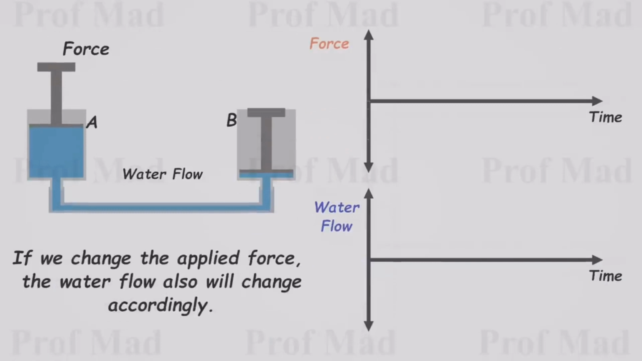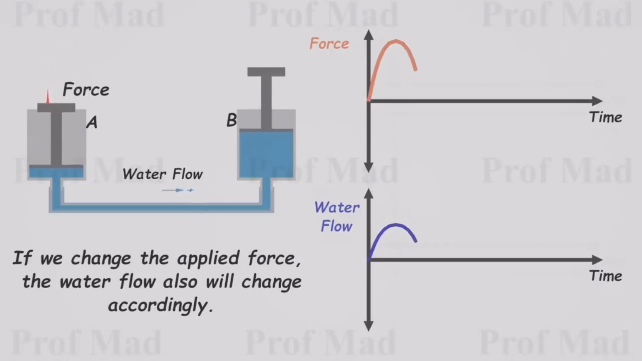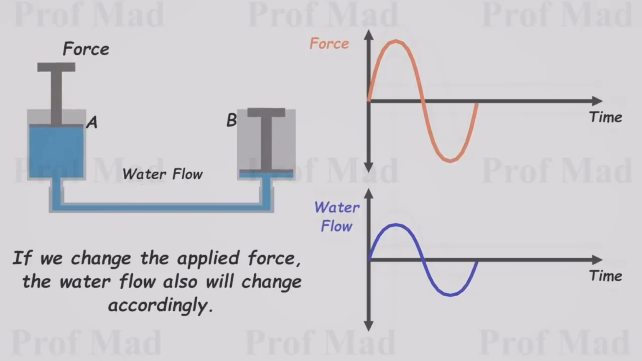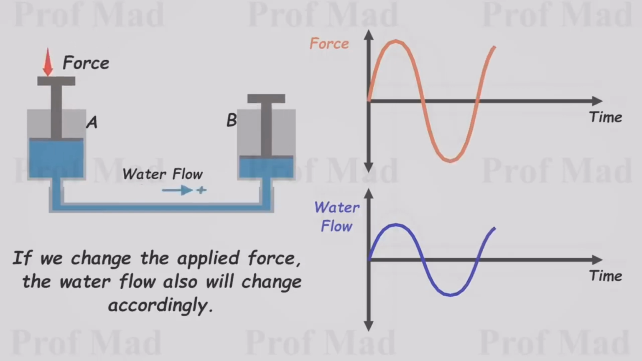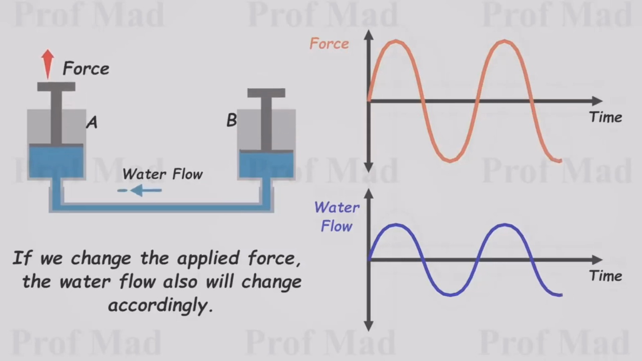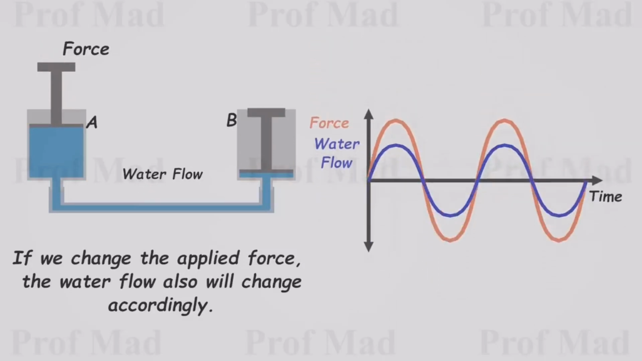If we modify the applied force, the water flow will also change accordingly. We can represent the applied force and the water flow in graphs. When the pushing force decreases, the water flow from A to B also decreases. If we apply a pulling force to the piston, it can be represented in the graph as a negative force, resulting in water flowing from B to A. To provide a clearer perspective, let's combine these two graphs like this. This water analogy serves as an analogy for AC circuits.